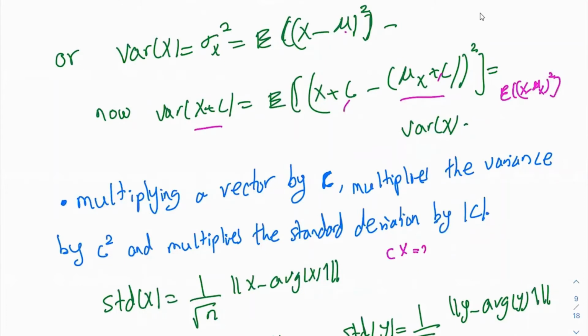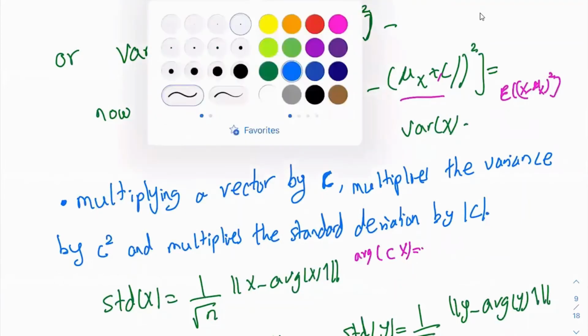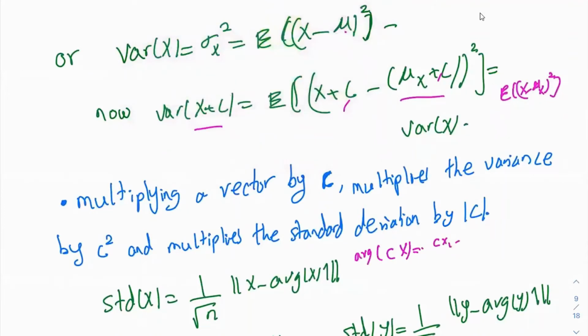Let's just do it here. The average of cx is equal to what? It's cx1, cx2, all the way to cxn divided by n. What is this going to be? c times the average of x. So multiplying a vector by c will multiply the mean of the vector by c as well. Okay, good.